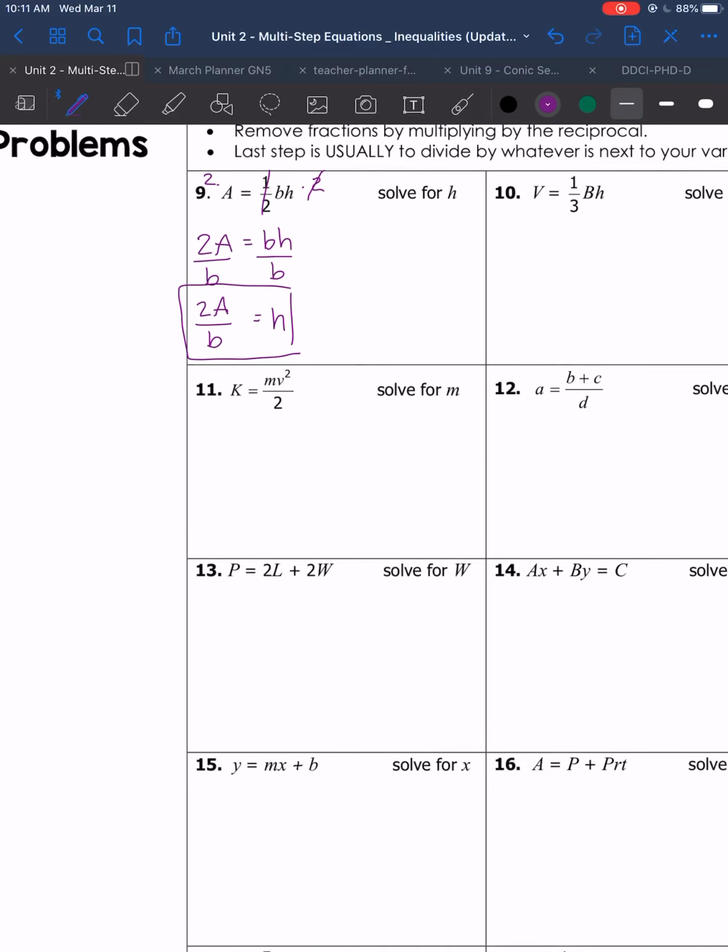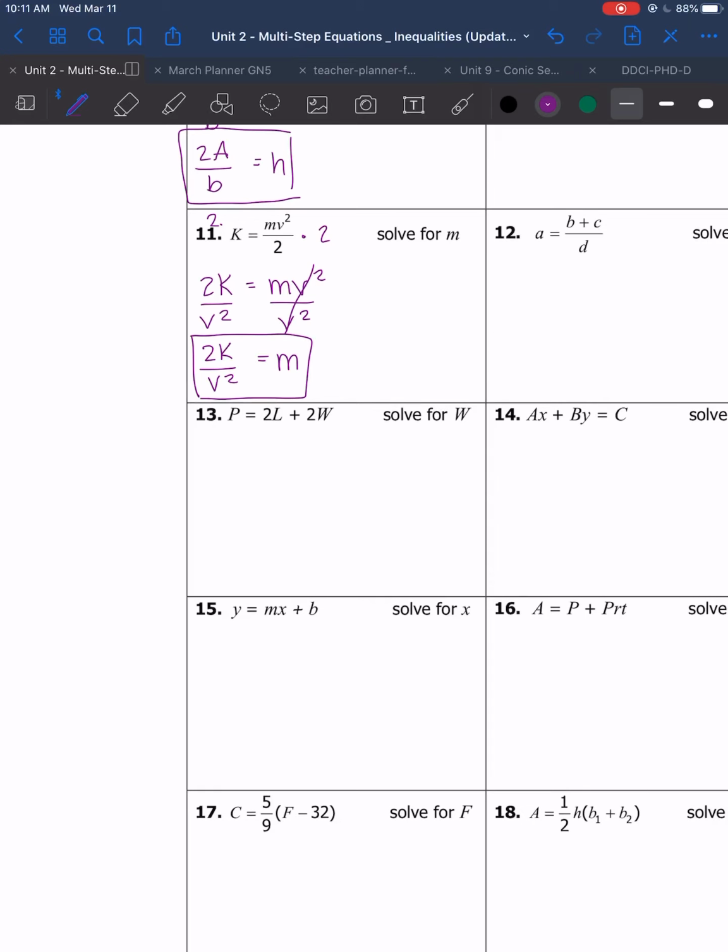And in the next one, I'm going to solve for m. Once again, I want to get the fraction out of the way. So I'm going to multiply both sides by 2. So I have 2k equals m times v squared. And then I'm going to divide by v squared. So m equals 2k over v squared.